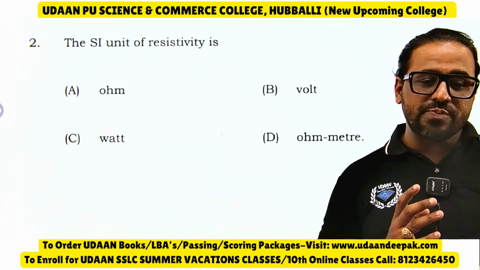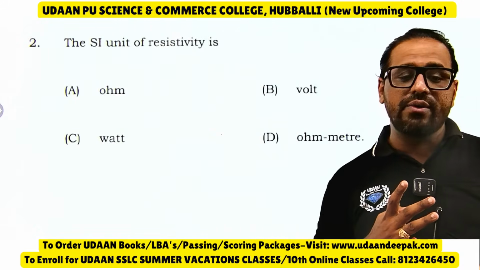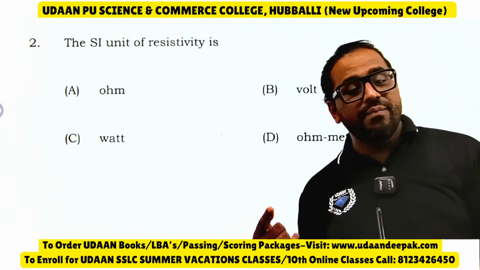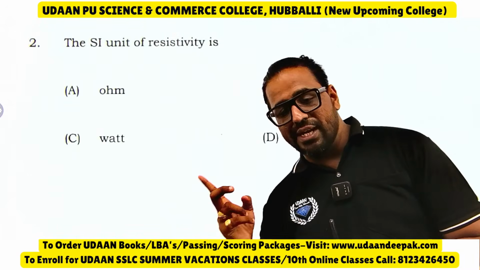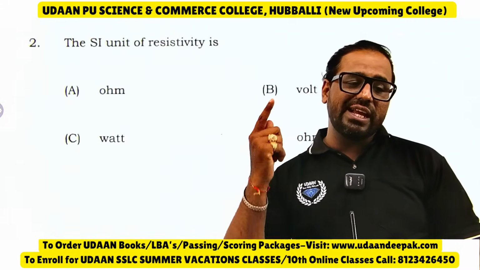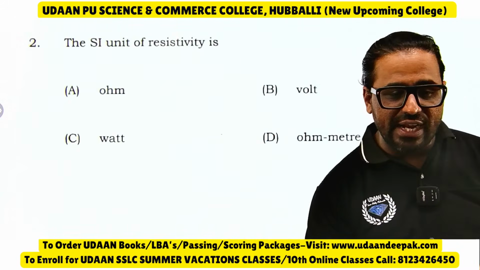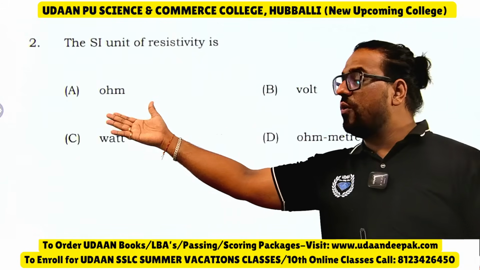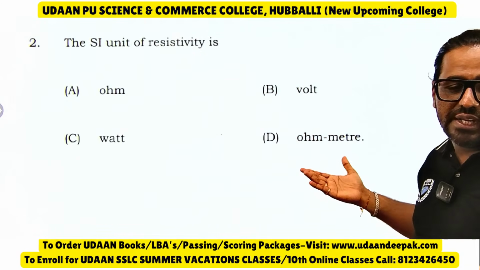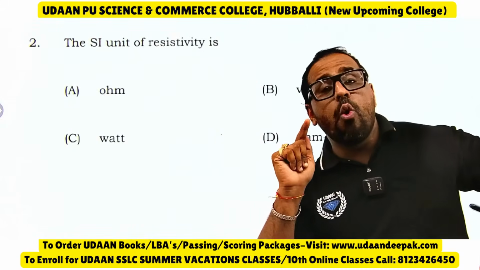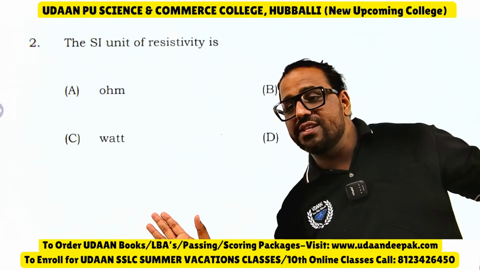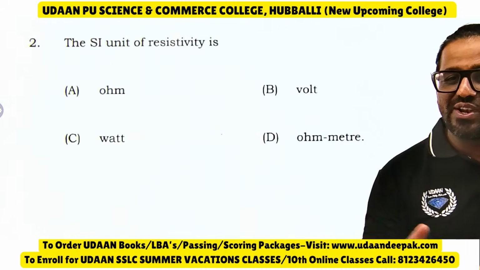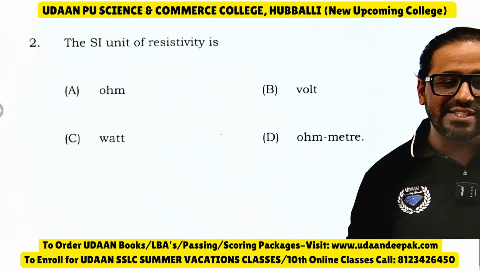They asked the center of a spherical lens, not the mirror. Optic center, not the pole, dear. The pole comes in the mirror. Optic center will come in the lens. Shaun Fernandez, very good. So it is ohm meter. Resistance is ohm, resistivity is ohm meter. What is the answer? Ohm meter. So like this you should be able to answer this.